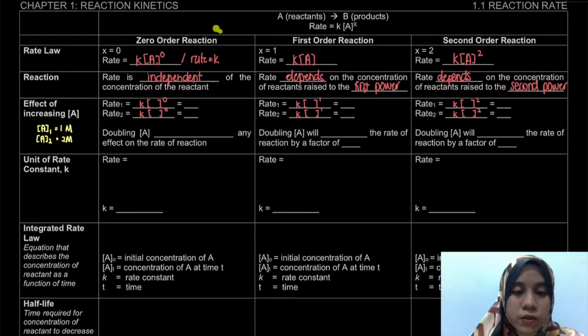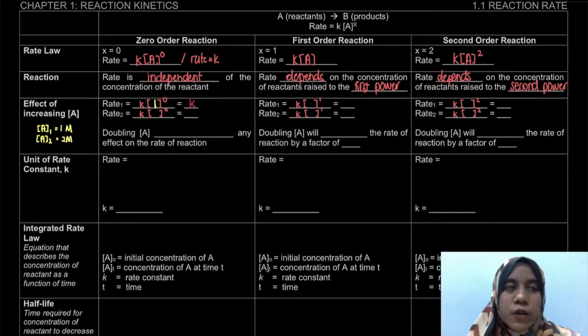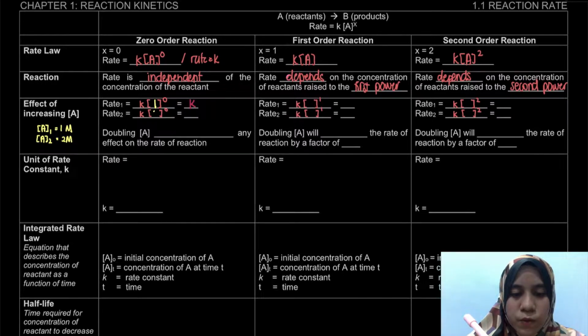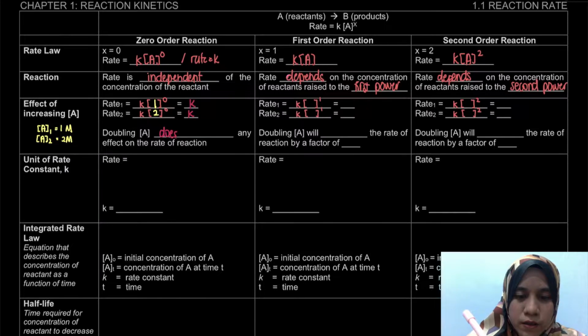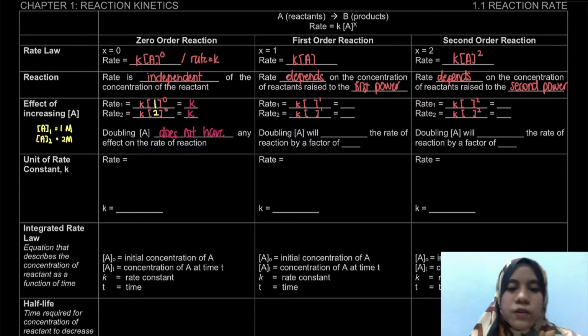So for the zero order reaction, for example here, for the first experiment, if the concentration is 1, what I will get is k, because 1 to the power of 0 is 1, so it will become k. So how about if we increase the concentration? For the second experiment, we increase the concentration, the rate is still k. So here we mentioned that doubling A does not have any effect on the rate of reaction, because when we double it, the rate of reaction is still k.